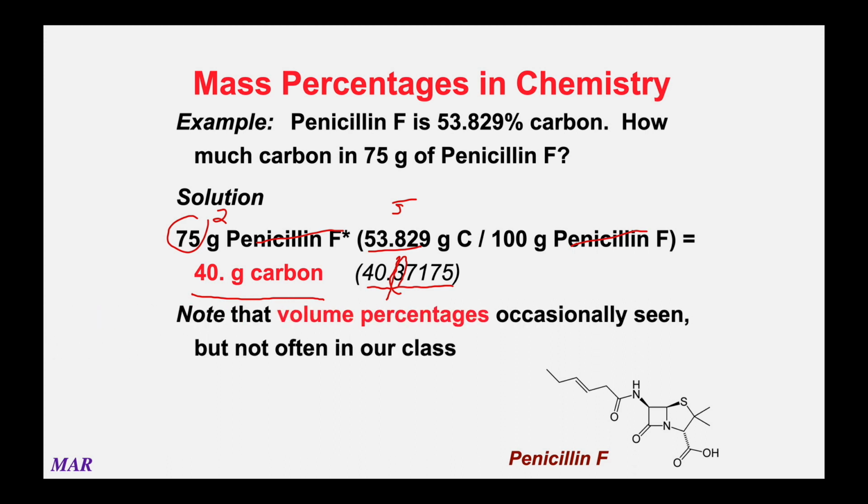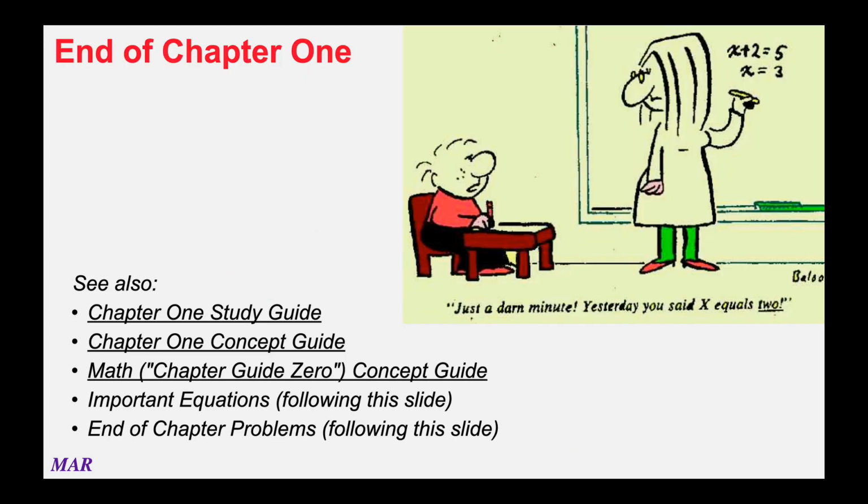Volume percentages are occasionally seen, like you could have 10% by volume ethanol in water, something like that. We won't see them in our class, but it is possible to have a volume percentage. If you see a percentage in our classes, Chem 221 through Chem 223, they will be mass percentages. So it just means use grams, all right? Don't use milliliters or centimeters cubed, stuff like that.